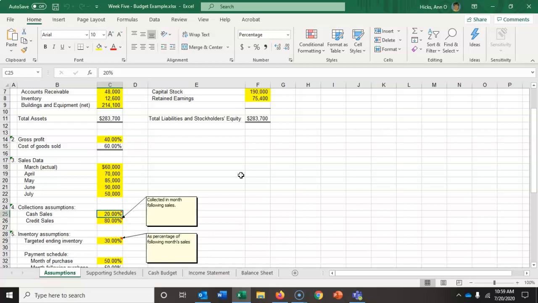And if my cash budget is going to be valid, I need to know what those assumptions are. So for now, we're going to assume that 20% of our sales each month are cash sales, so they'll be collected right then. 80% of our sales are credit sales, and notice my comment box, we're going to assume that all credit sales are collected in the following month.